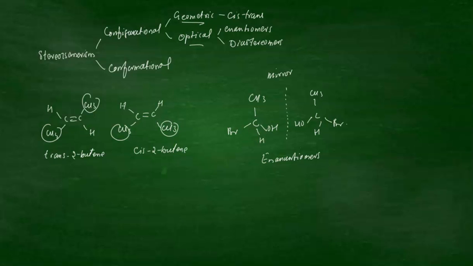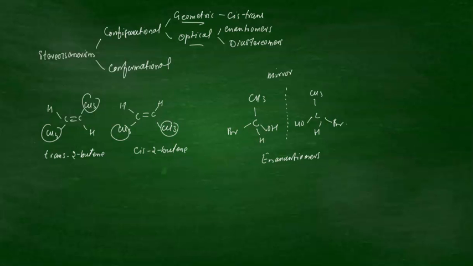So optical isomers show a different behavior toward plane polarized light. Either it bends the light toward the right direction or the left direction. It can be dextro-rotatory or levo-rotatory. So this is an example of optical isomerism.